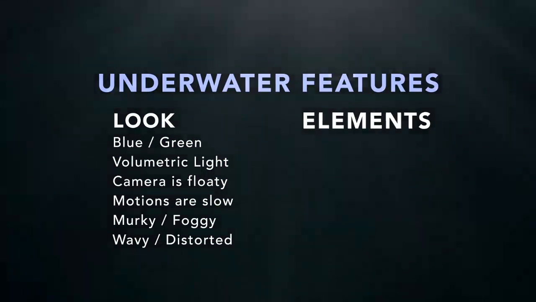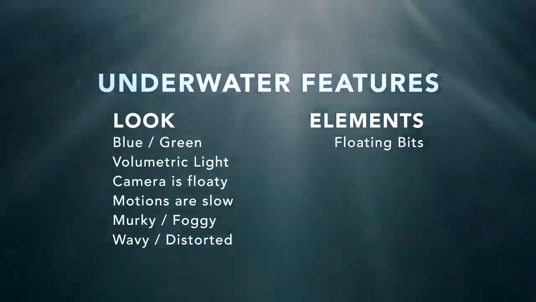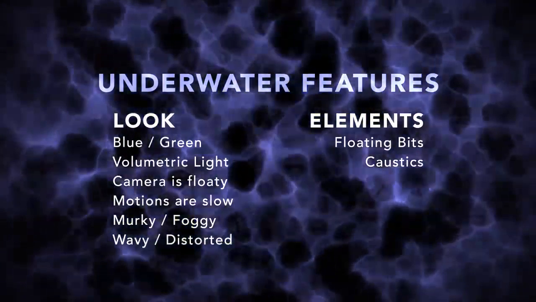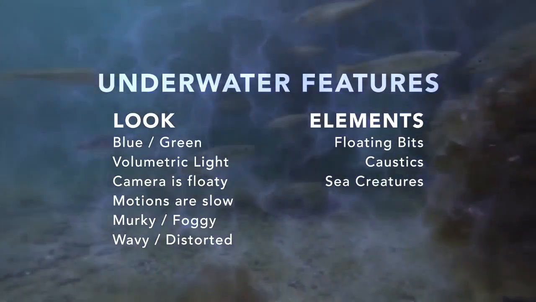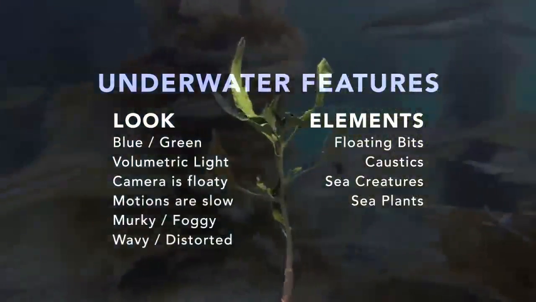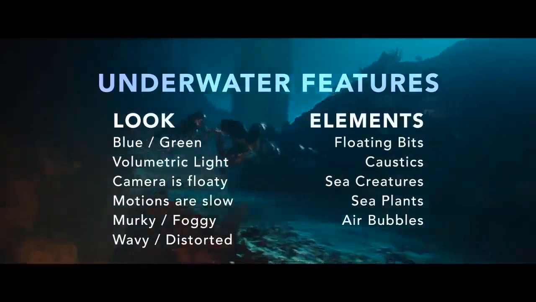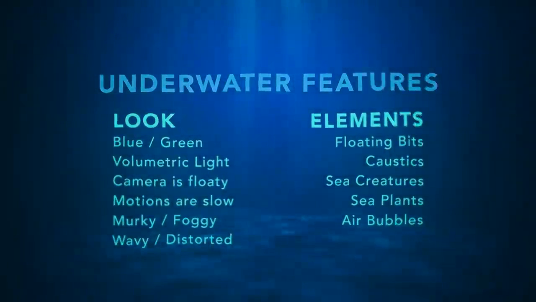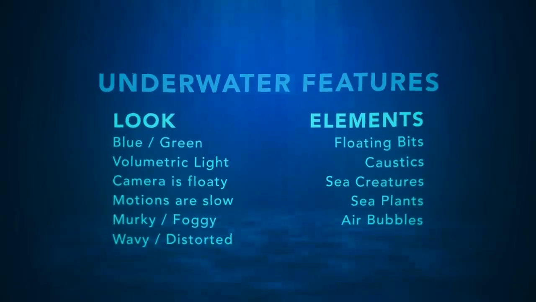Now how about the elements that tell you we're underwater? First, we've got our floating bits, just a bunch of little particles swirling around. We see caustics, or light ripples, that dance along various surfaces. Perhaps fish or other animals may swim by. And underwater foliage is usually sprinkled around and grows around stuff. Moving objects create bubbles that either enhance their motion or float to the surface. And to create your underwater look, you can use some or all of the things on these lists. It depends on the shot and your art direction.